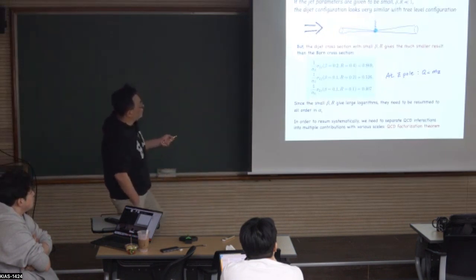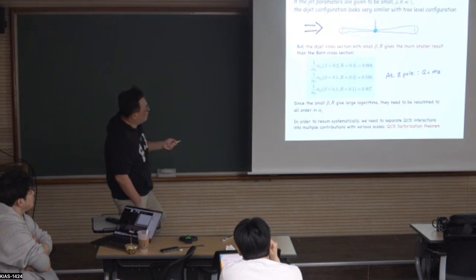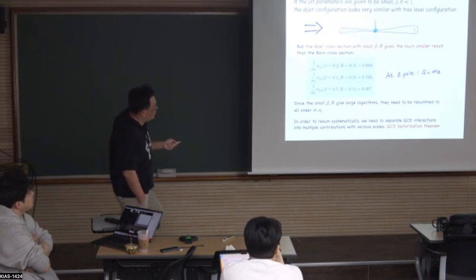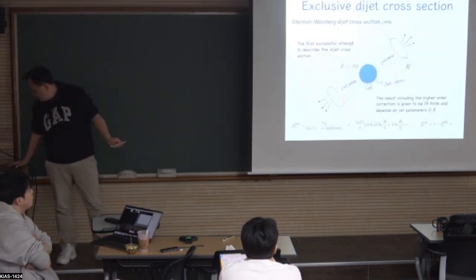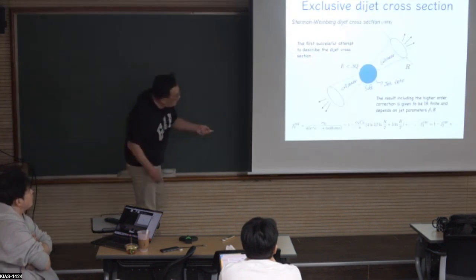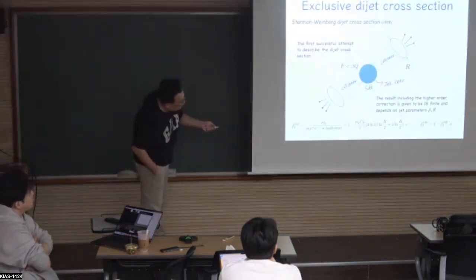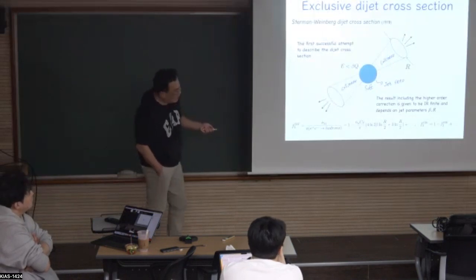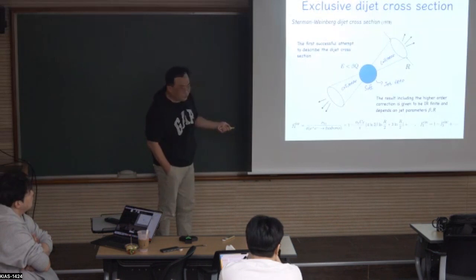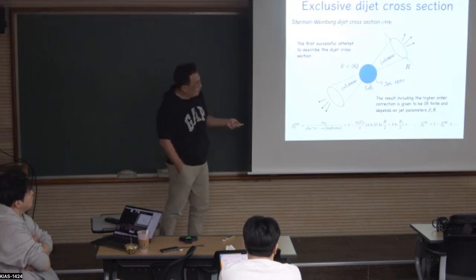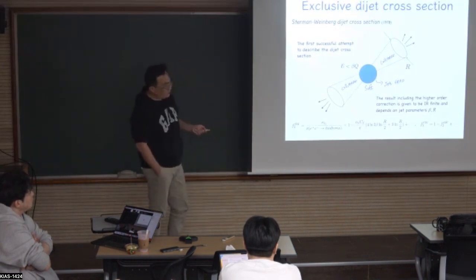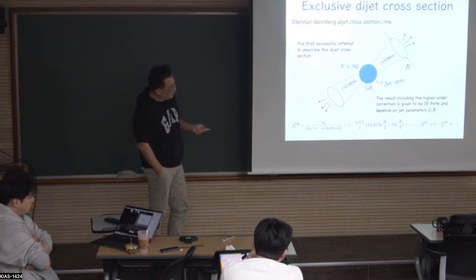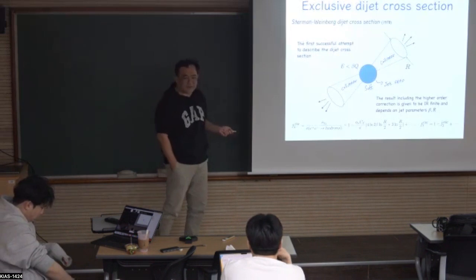Okay. So basically, if we have small parameters, for example, beta is 0.1 and R is 0.2 or 0.1, something like that, these small parameters give large logarithms, right? Even though this is a one-loop correction suppressed by alpha s at high energy, we have large logarithms multiplying alpha s, so the perturbative expansion doesn't work well. So basically, we have to resolve that kind of large logarithm contribution to all orders in alpha s.